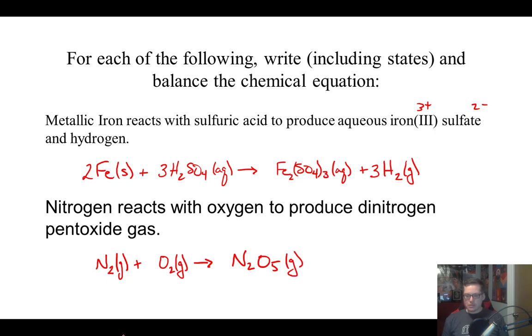All right, so this is a combination reaction or synthesis reaction. We're going to balance this thing. All right, so two nitrogens, two oxygens, 5 oxygens. So we'll put a 2 here and a 5 here. Okay, and then that means we need a 2 for that nitrogen as well. Okay, not too bad, not too bad.